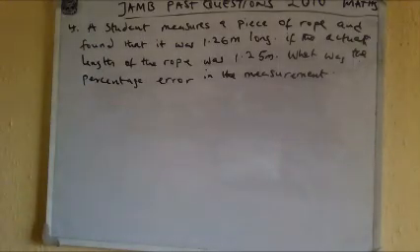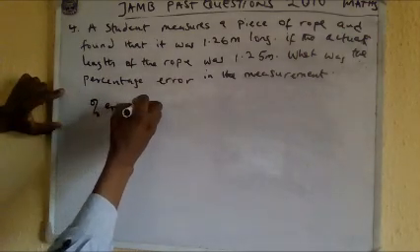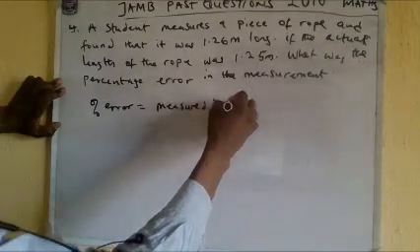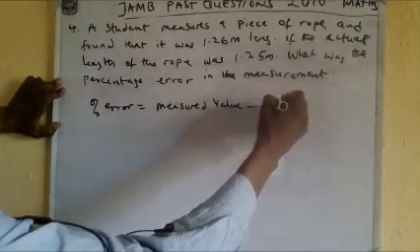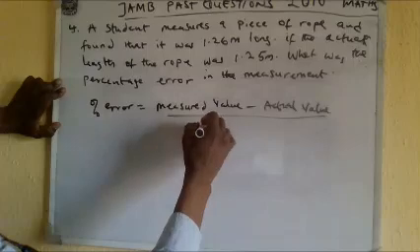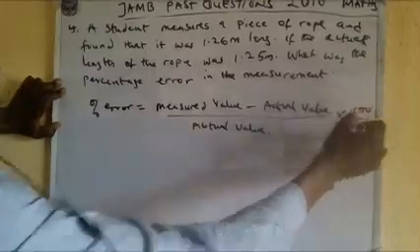Okay, so this is the question. A student measures a piece of rope and found out it was 1.26 meter long. If the actual length of the rope is 1.25, what is the percentage error? Percentage error is equal to the measured value minus the actual value over actual value times 100. So this is percentage error.